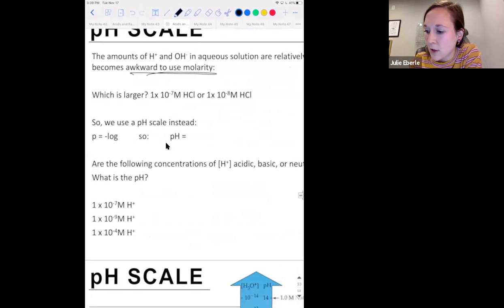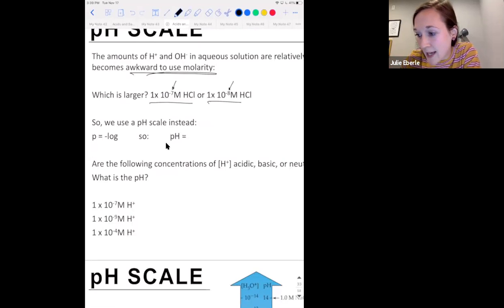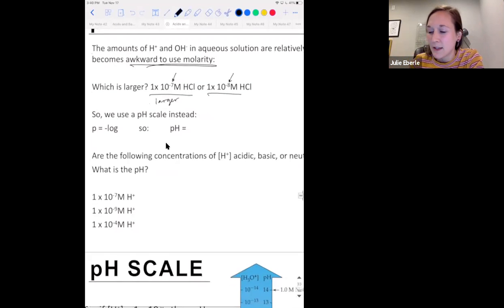Which one's larger? 1 times 10 to the minus 7 or 1 times 10 to the minus 8? Which number's larger? My head just kind of hurts looking at these numbers, right? Because you're thinking, okay, well, 7 is smaller than 8. But on the negative scale, -8 is less than -7. So this one is larger. But it's just weird. You have to really think about it. So to simplify stuff and to have quick visuals, we're going to use the pH scale.